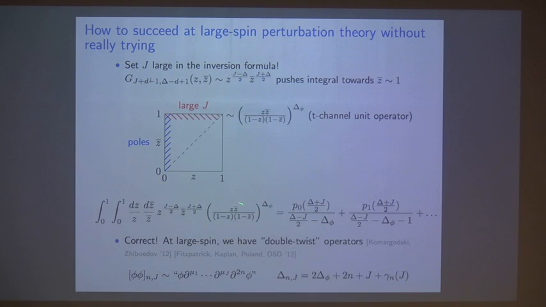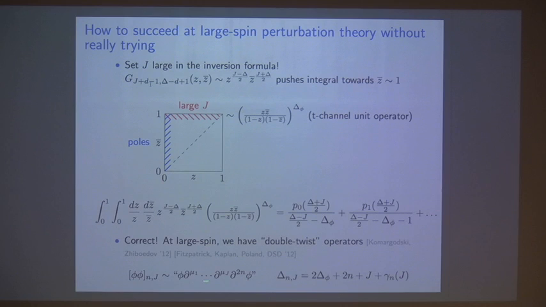We get poles at the following locations. We get poles such that the twist of the operator in the s-channel is equal to 2 delta phi, where phi is the operator whose four-point function we're studying. And there's another pole at twist 2 delta phi plus 2, and so on. And this is the correct answer. So at large spin, the four-point function is dominated by so-called double twist operators. You can think of these double twist operators as being what you would get if you took phi and sandwiched a bunch of derivatives between them, and then another phi.